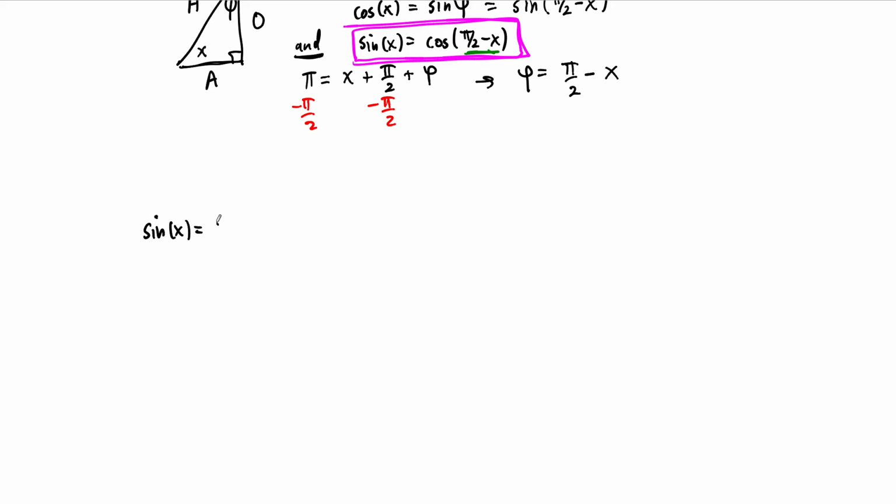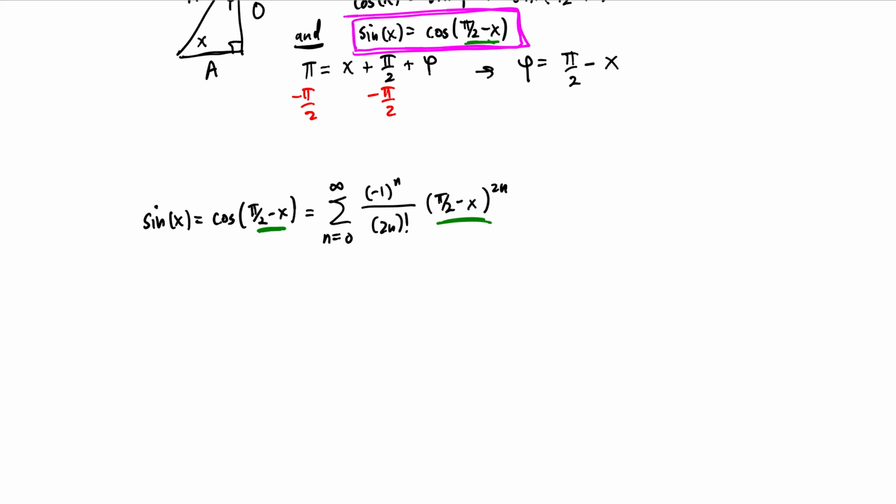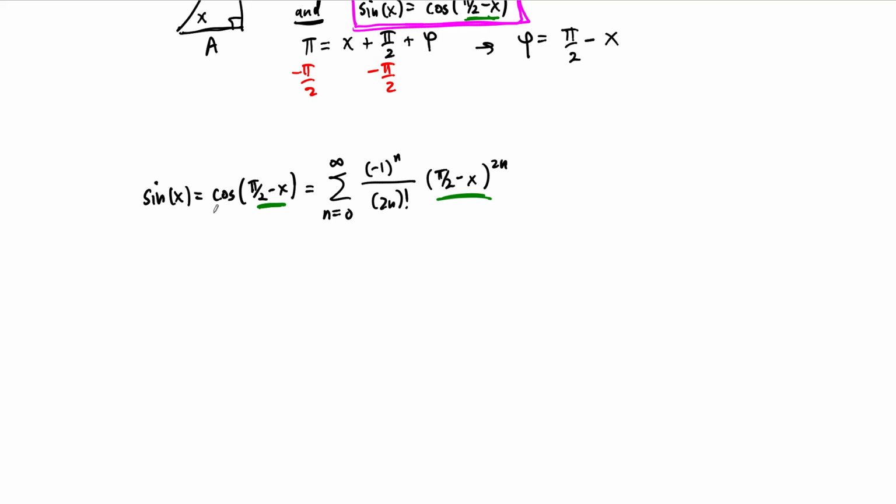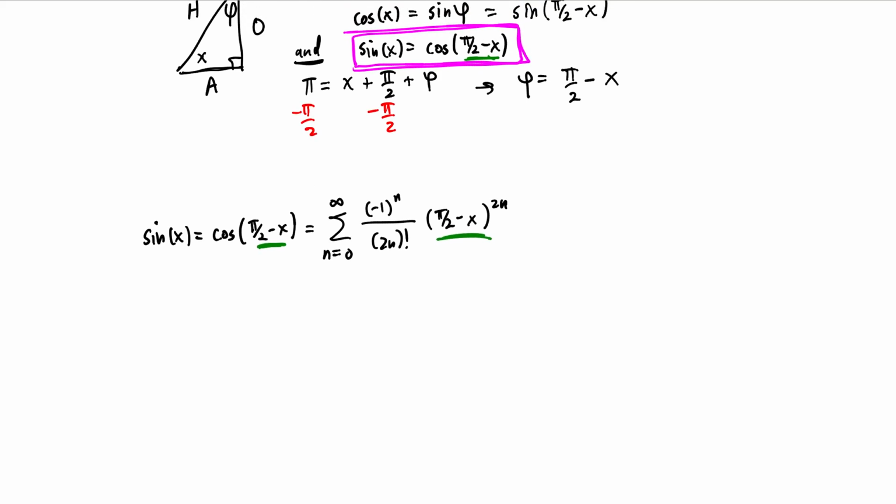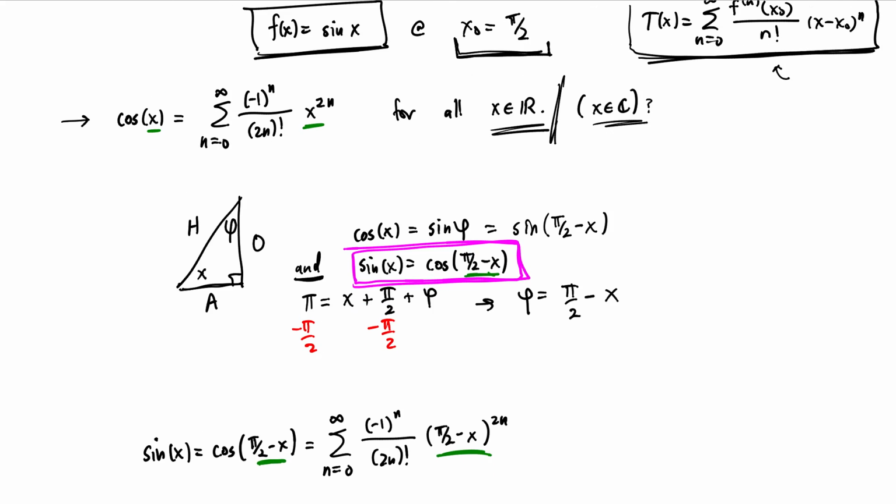Sine of x is equal to, by cofunction identity, cosine of pi over 2 minus x, which, if we plug this into its Maclaurin series, where we treat this like the argument, then the Maclaurin series says this is the sum from 0 to infinity of negative 1 to the n over 2n factorial times, now here's where the green comes in, right? Instead of just x to the 2n, we get pi over 2 minus x to the power 2n. All right? And if you compare this with what we worked out in the previous video for the Taylor series for sine, centered at pi over 2, this is close, but it's not exactly the same the way it looks.